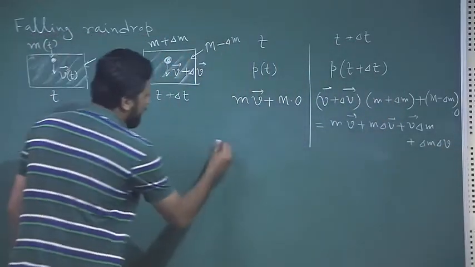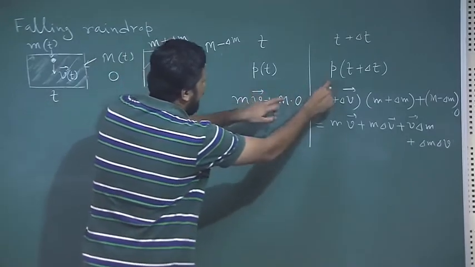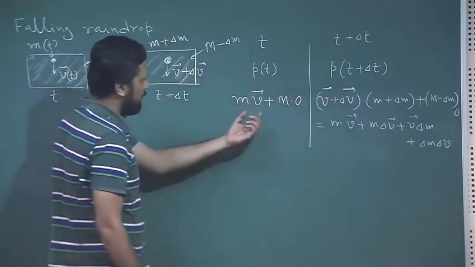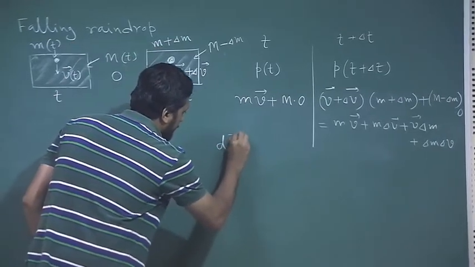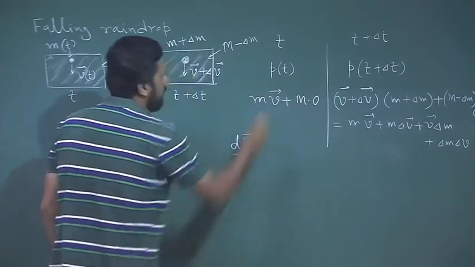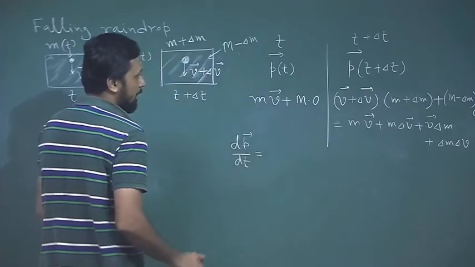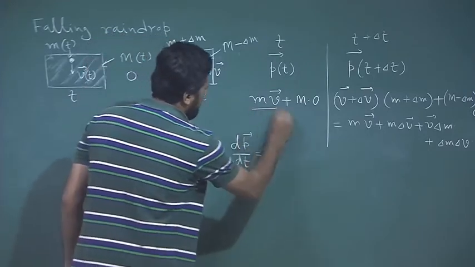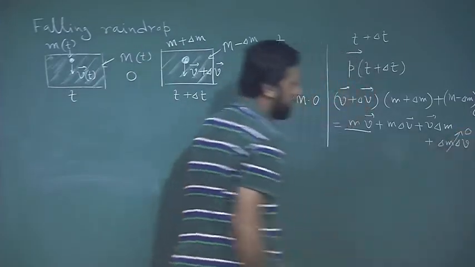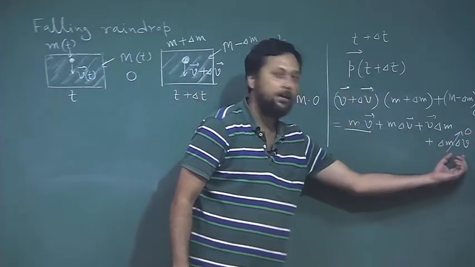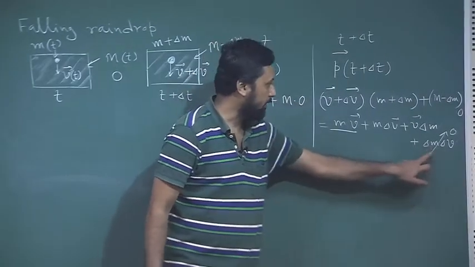So, we try to construct the rate of change of momentum by subtracting this from this and dividing the whole thing by delta t and taking this limit. So, this will be dp dt. Please remember that these are vector quantities, okay? We see that immediately this term and this term will cancel out. This term we can neglect because it is a multiplication of two infinitesimally small numbers, okay? That is why we can ignore this term.